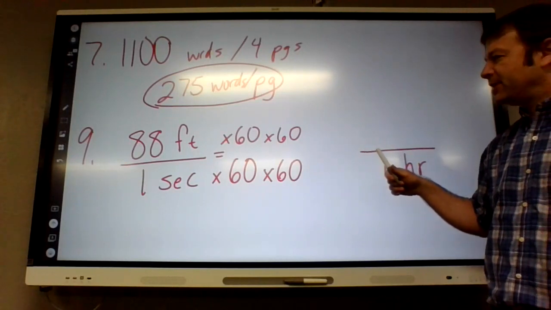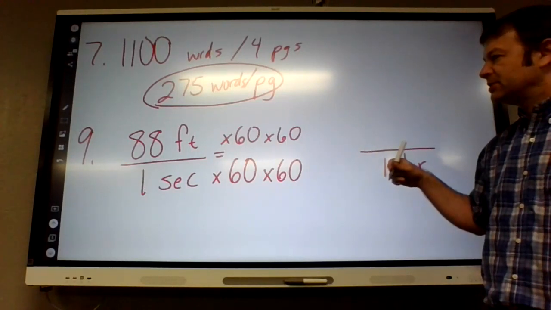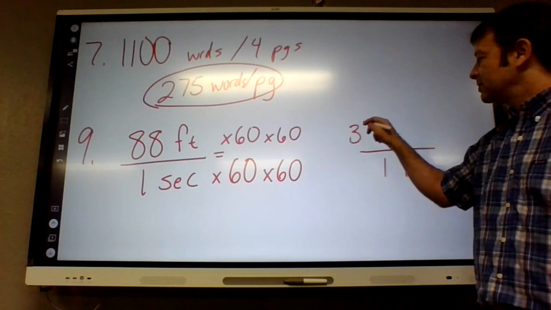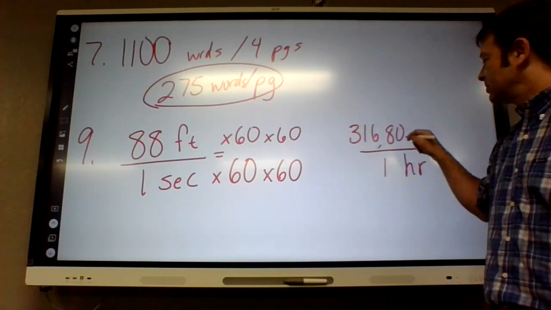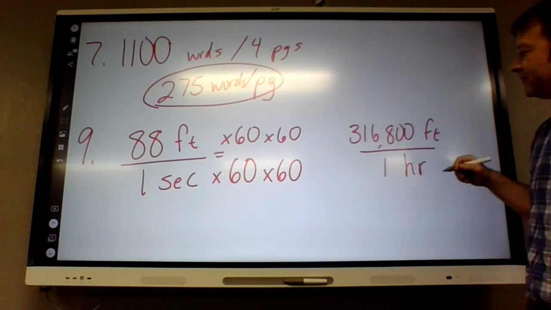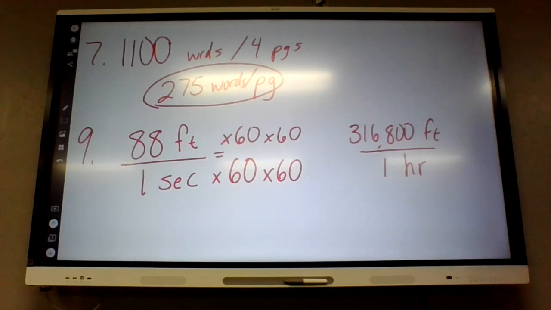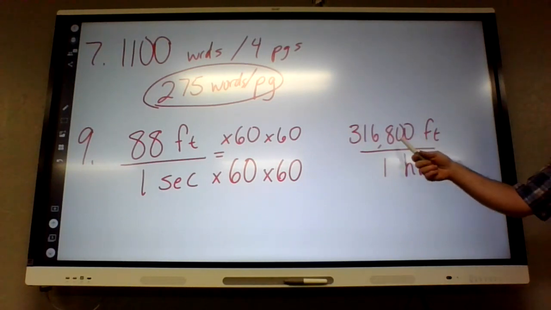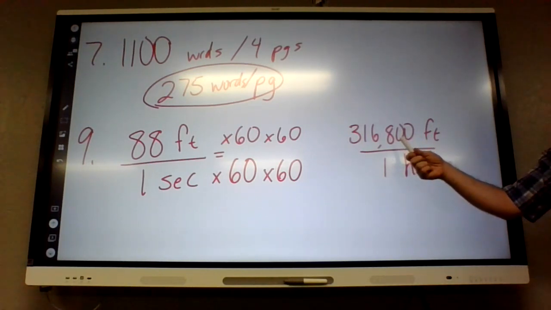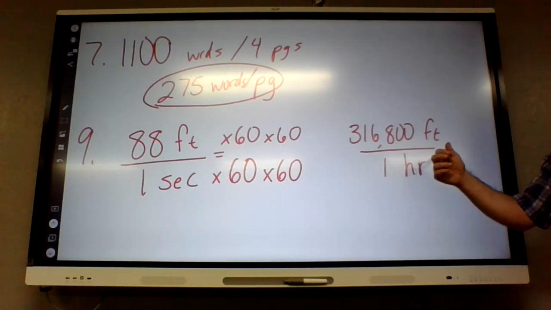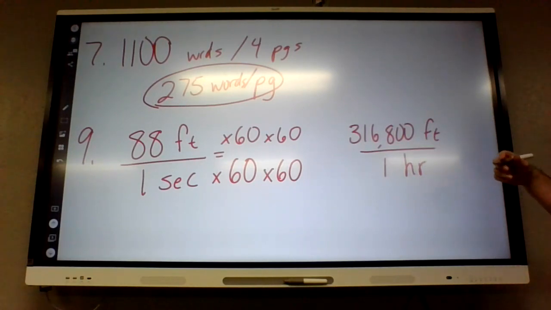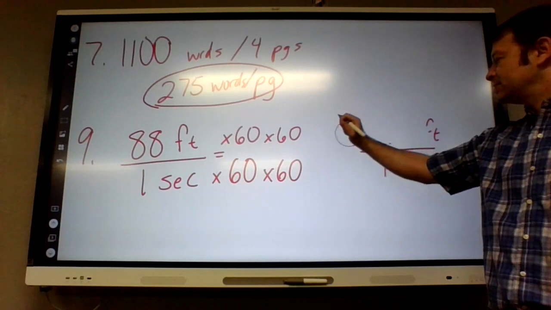What did you guys get for the top so far? 316,800. Okay, it's still in feet though, and we need to change that into miles. It takes 5,280 feet to make 1 mile, so divide by 5,280. So 60 miles an hour.